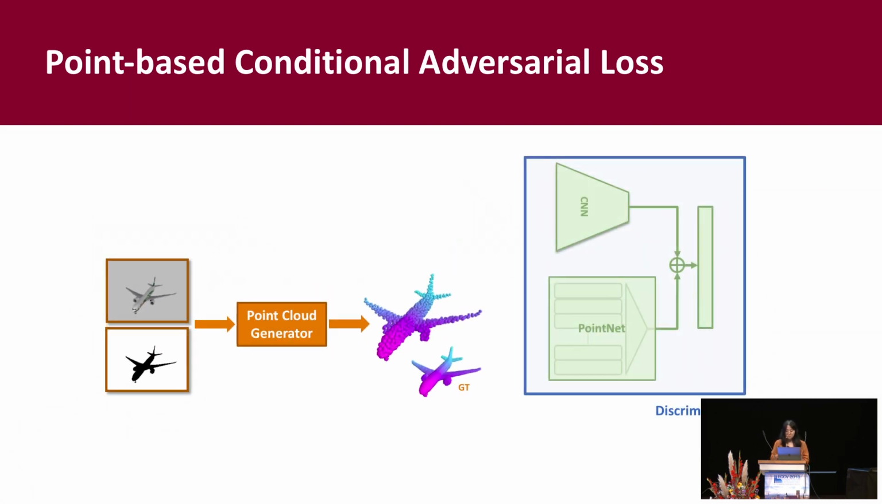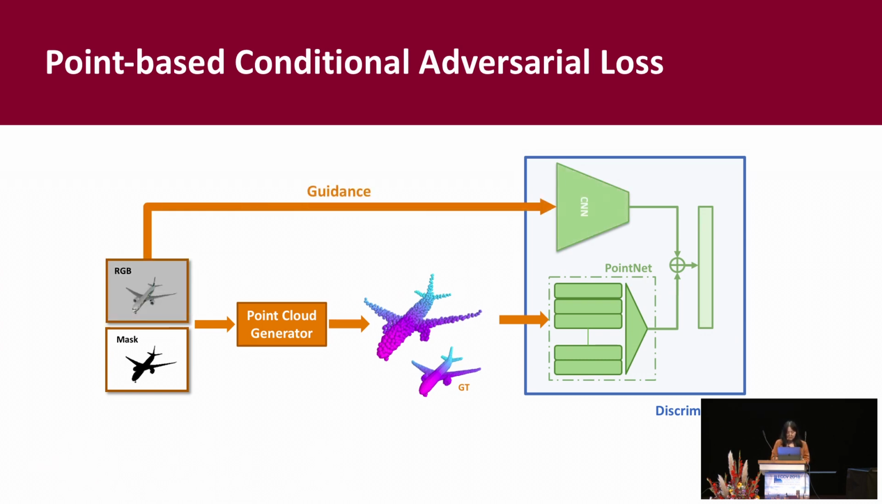We design a discriminator to handle point data. PointNet is applied to extract features of the generated and the ground truth point clouds. Besides, the discriminator could better distinguish between the real and the generated fake samples with the 2D semantic feature provided by the original image. Thus, the RGB image of the object is also fed into the discriminator as a guidance.